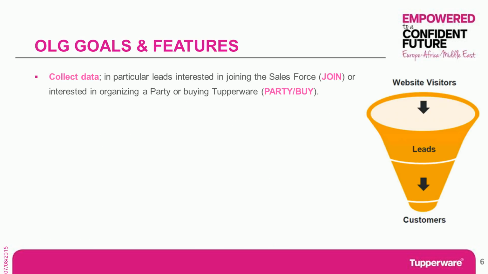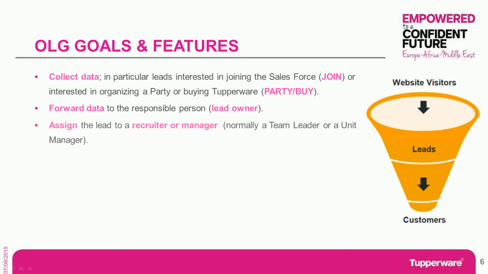The goals and the features of the OLG will be, as you have already understood, to collect data, in particular from people interested in joining the sales force of Tupperware. The OLG will also be able to forward the data to the responsible person or the lead owner. The lead owner will be the distributor, and we will see that later.